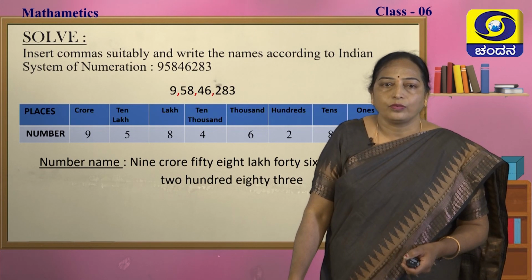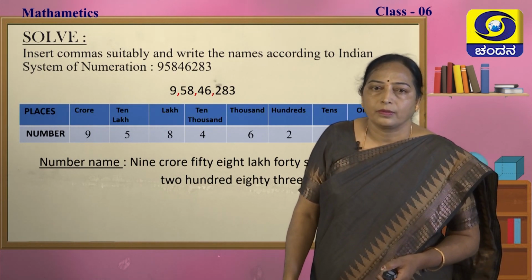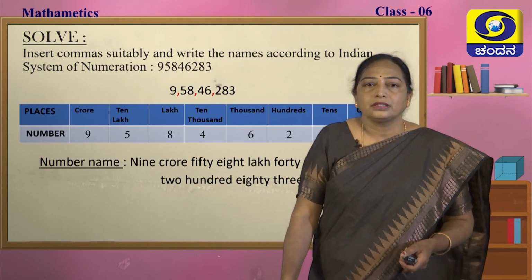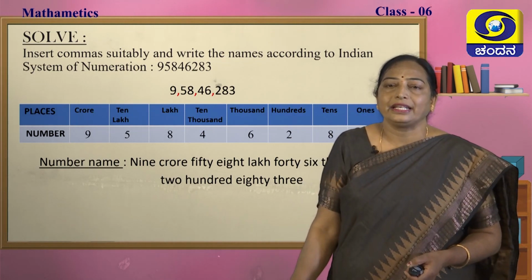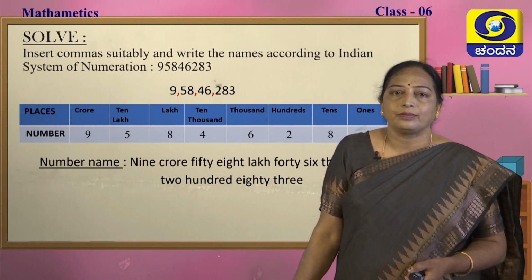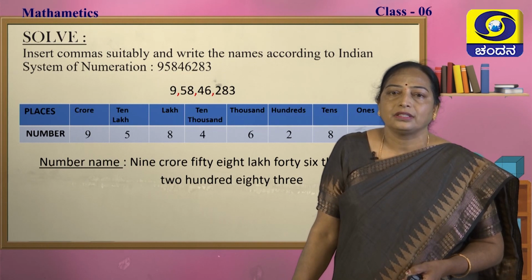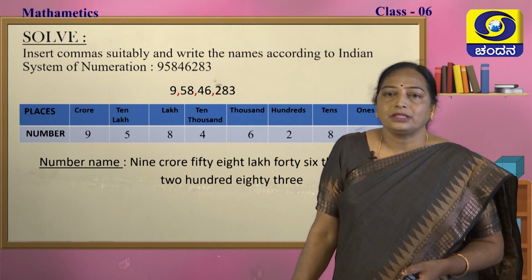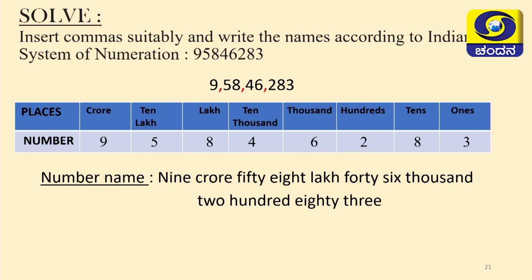Let us see one more problem. Insert commas suitably and write the names according to Indian system of numeration. We should insert commas from right to left. 9 crore 58 lakh 46,283.